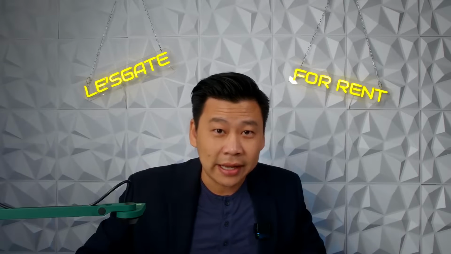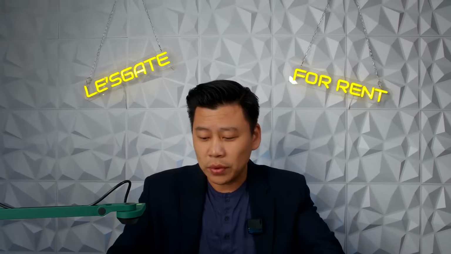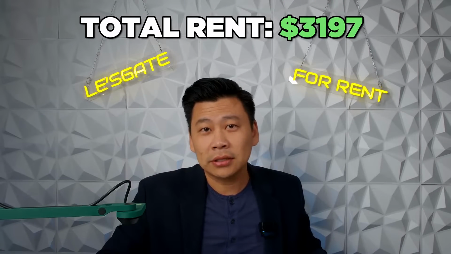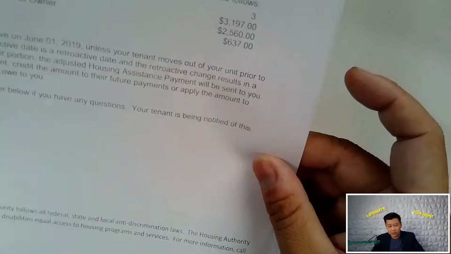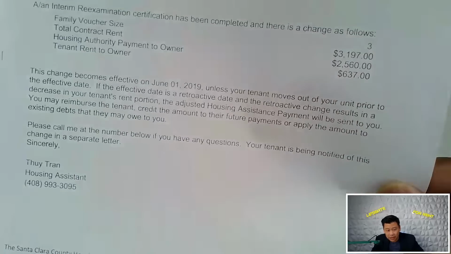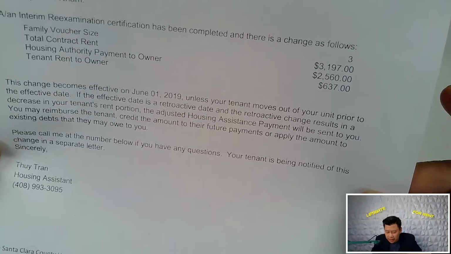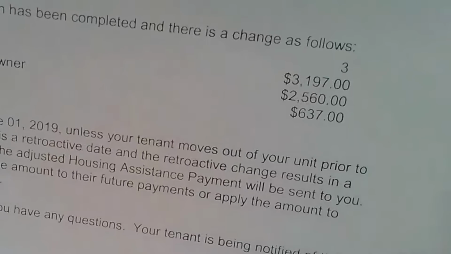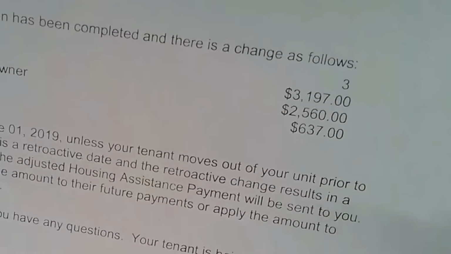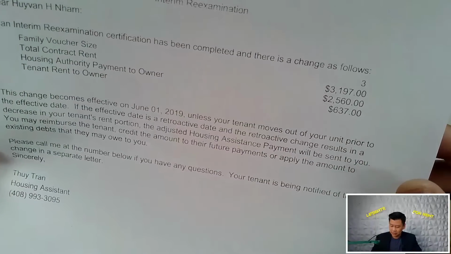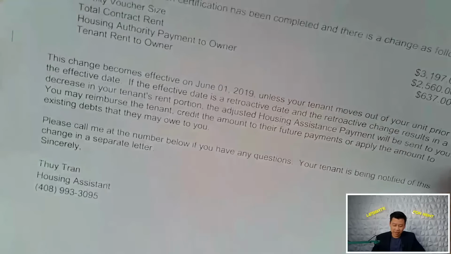So the tenant is under Section 8, and the total rent is $3,197. These are the documents right here. The housing authority is paying $2,560, and the tenant portion each month is $637. So that is the monthly rent that the tenant has to pay. All right, let's get back.